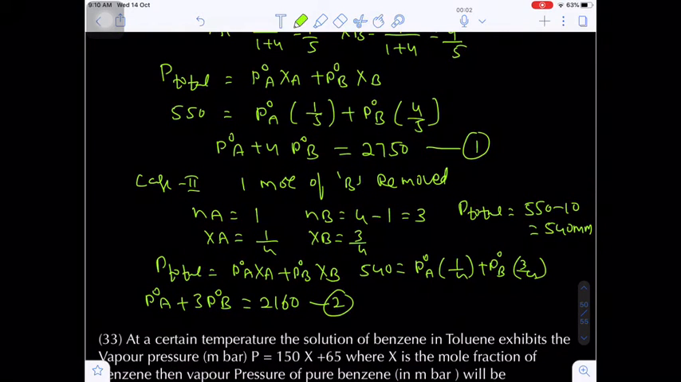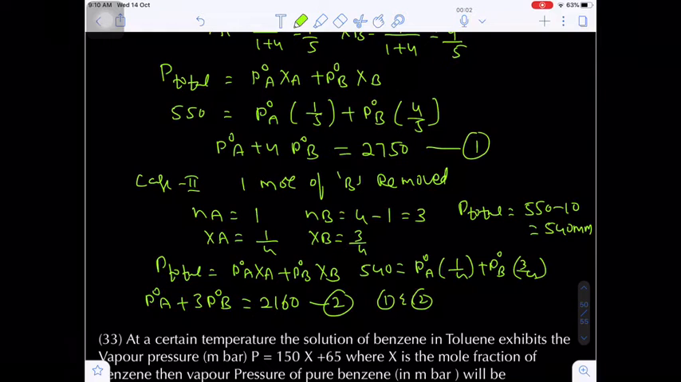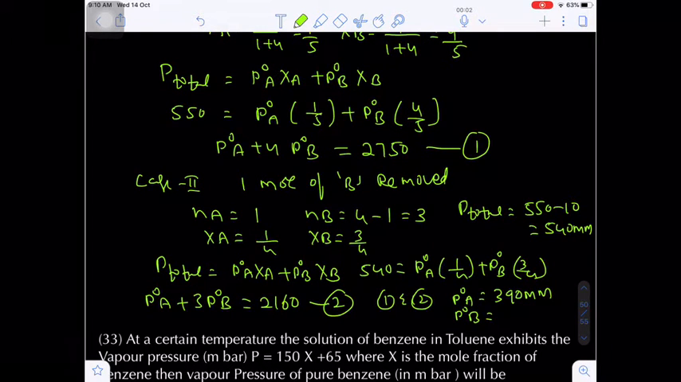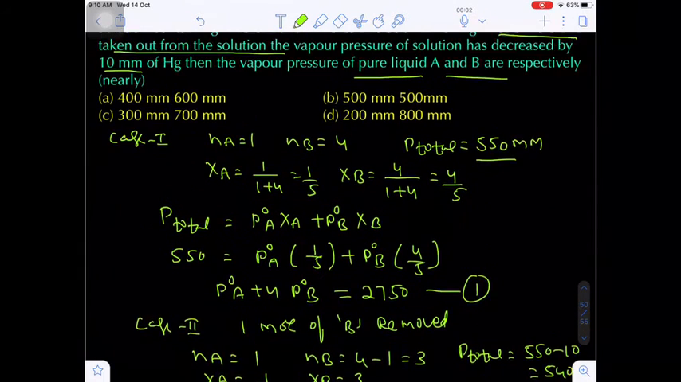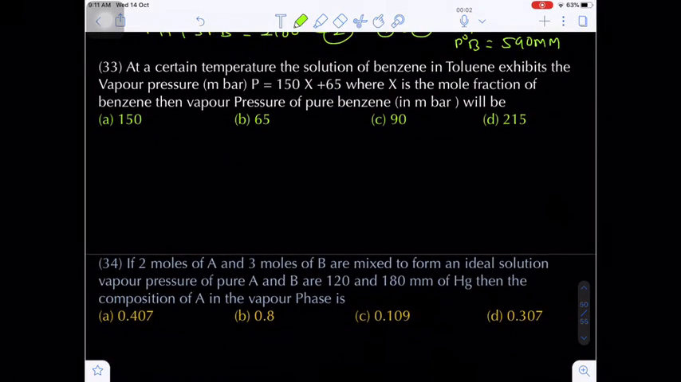So 2 unknowns and 2 equations. After simplification of equations 1 and 2, you will get P naught A and P naught B. P naught A will be equal to 390 mm of Hg and P naught B will be equal to 590 mm of Hg. 390, 590. So the nearest answer will be 400 mm and 600 mm.